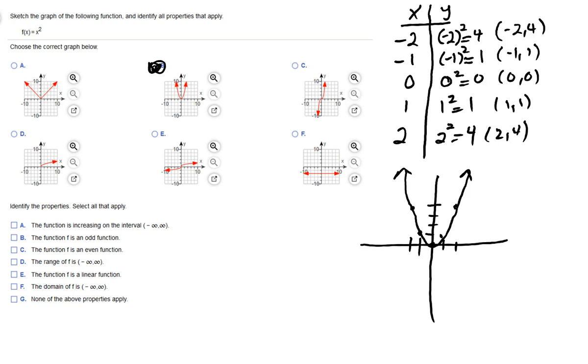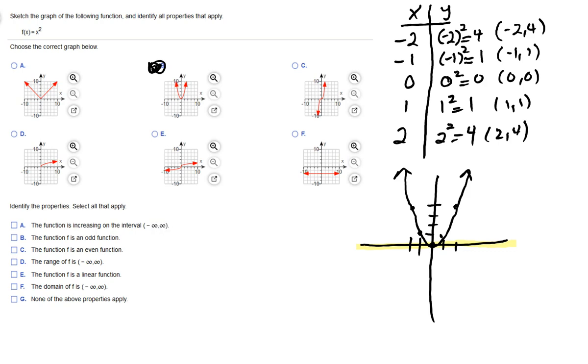And then in the second part, it says identify all the properties, select all that apply. So let's go through these one by one. A says the function is increasing on the interval negative infinity to infinity. The interval negative infinity to infinity would be this whole x-axis. So this first statement is saying that the function is increasing everywhere.